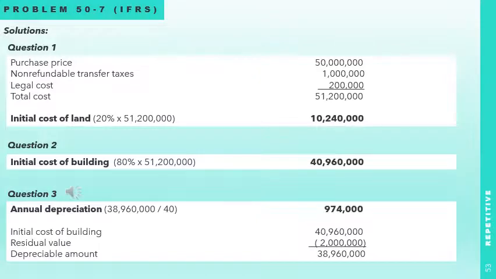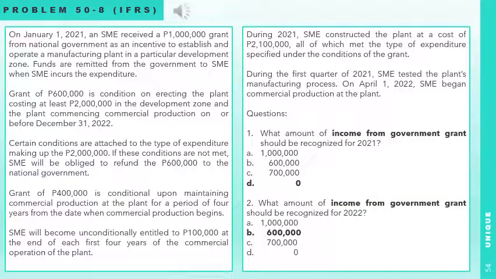Next problem. Problem 50-8, particularly question number 1, is asking for the amount of net income from government grant to be recognized in 2019. So let us first read the problem.